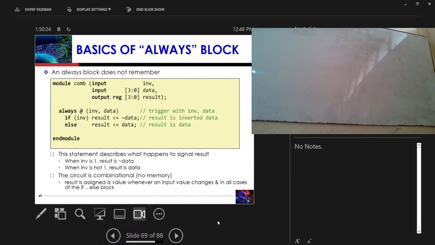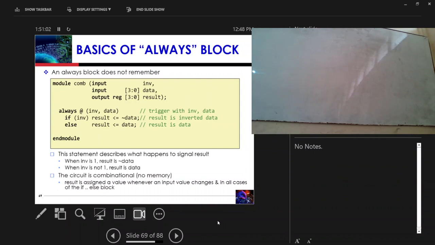But is this a latch or not? Does this code store anything? I said the always block is used for making the latches and flip flops that can remember, but it's not always that it can remember something, right? And this is just a clear example of where the always block is not remembering anything.